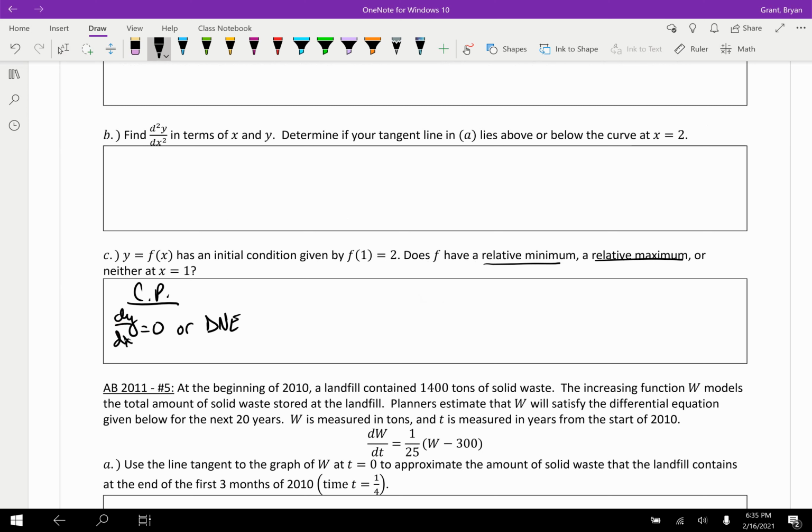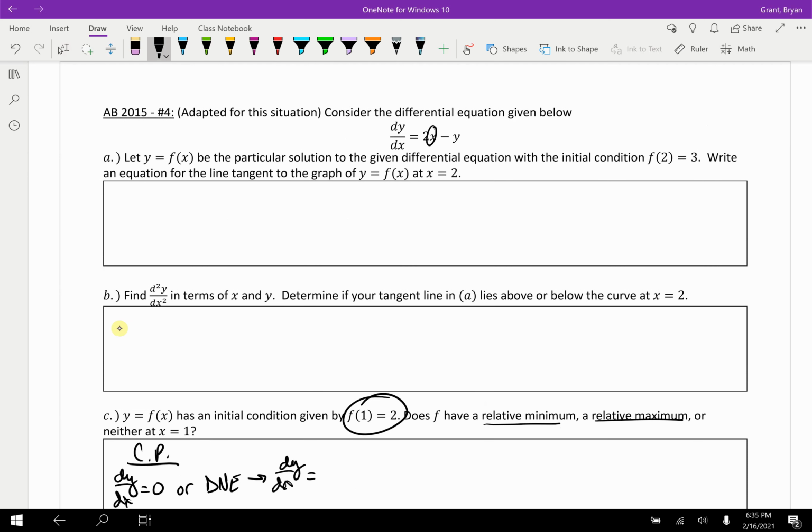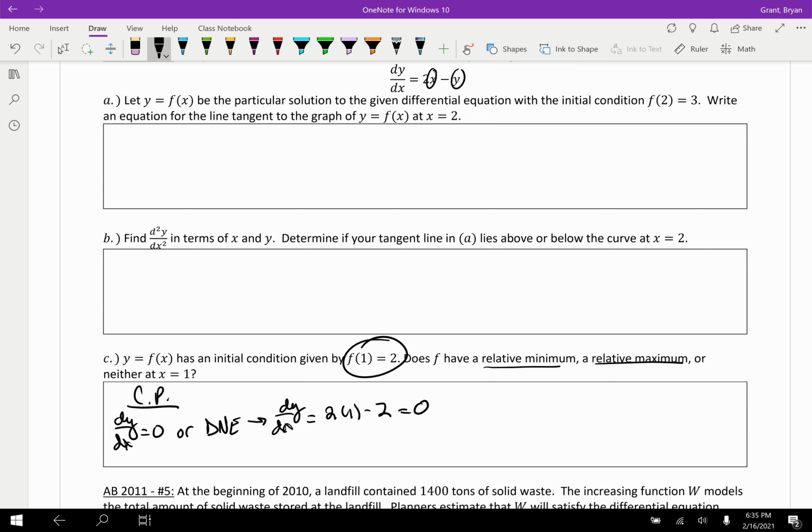So to check to see if this is a relative min or max, we should probably start by figuring out if this causes our derivative to be equal to 0. Okay, so let's check that. dy/dx equals, and we have x is 1 and y is 2, so 2 times 1 minus 2, yeah, that is 0. Okay, so we know that this is a critical point.